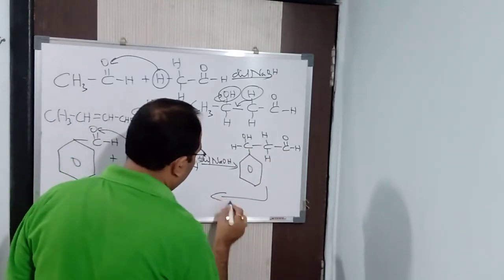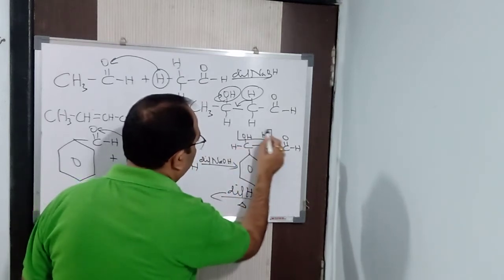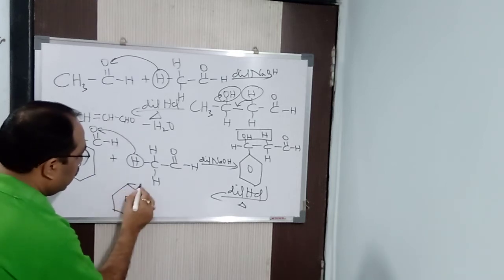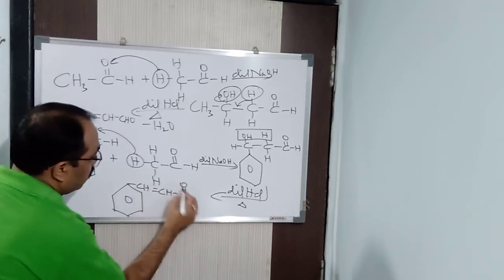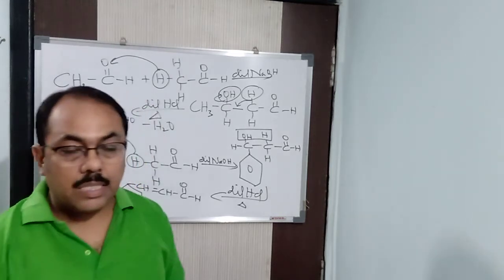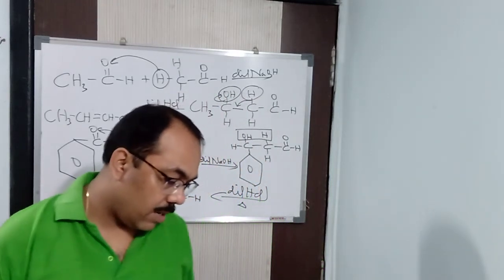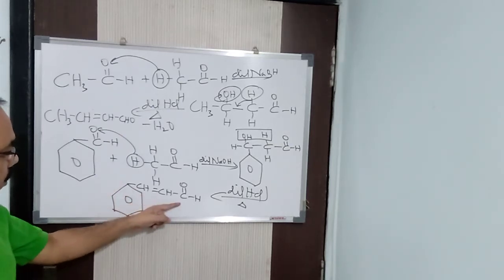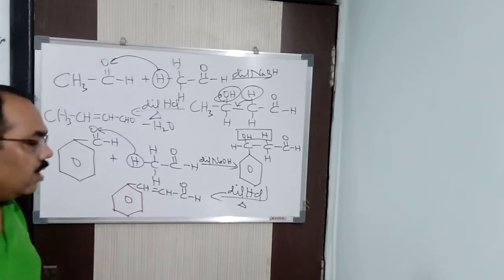Again, if you are heating with dilute HCl, what will happen here? HOH will be released. When HOH is released, what you get is CH double bond CH, single bond CHO. This compound is known as cinnamaldehyde. That is cinnamaldehyde, you will be getting it. Or 3-phenyl prop-2-en-1-al. Prop 1, 2, 3, prop-2-en-1-al, we can say that.